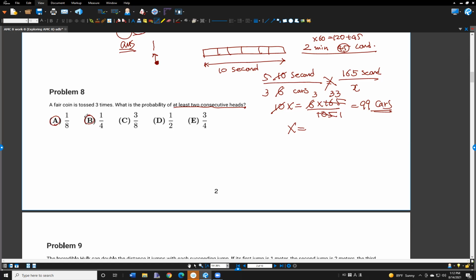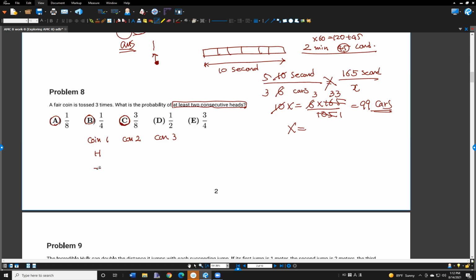What is the event? Event means what? What is being asked? At least 2 consecutive head. We have a coin 1, coin 2, coin 3. We have 2 possible ways. I got C. I'm not sure if it's correct though. You guys see? I'm not sure if it's correct. Okay. Already you have to make sure.